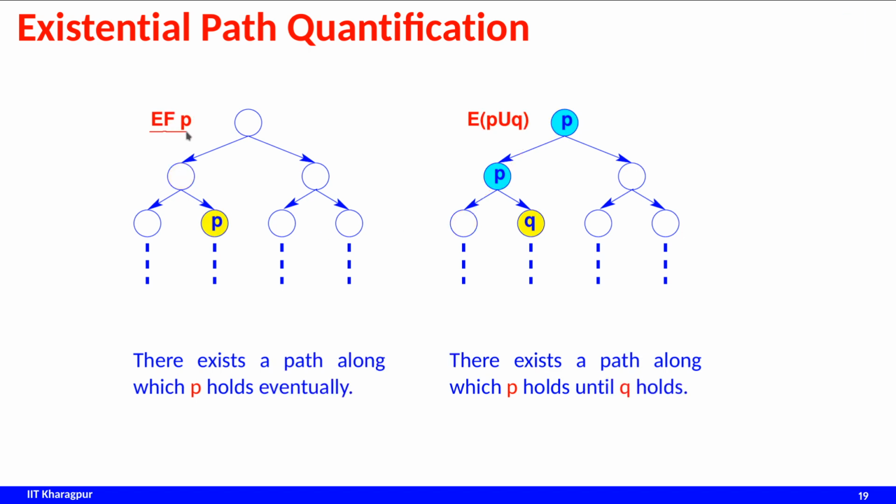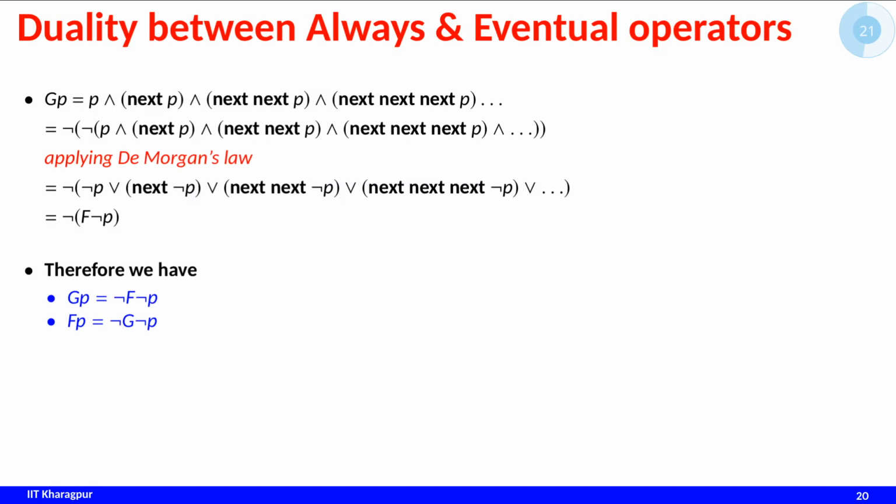If I have EFP, then I need at least one path along which FP is true. Similarly, for EP until Q, I need a path where P holds until Q. Now, the stuff we talked about, like GP, is the same as not F not P, and that can be derived from De Morgan's law. We can claim that there is a duality between the always and eventual operators.